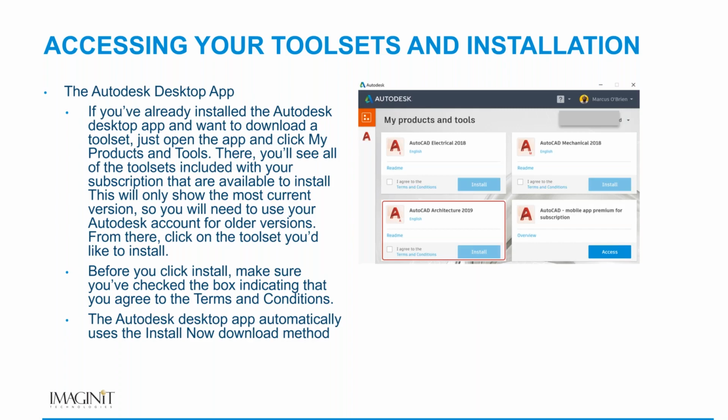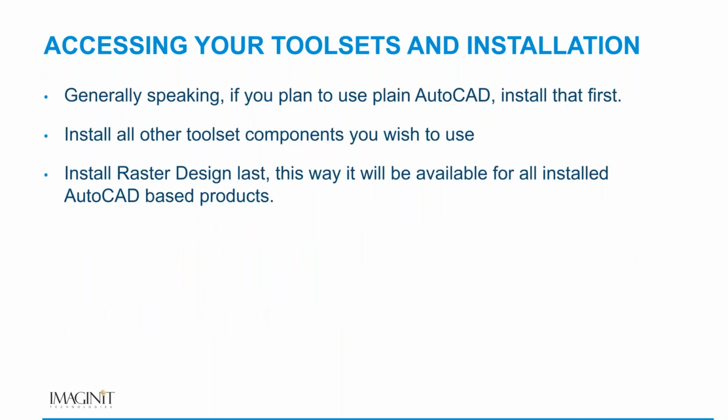One of the other things you do get included in your tool sets is Raster Design, and I'm going to talk about that here. Generally speaking, if you plan to use plain AutoCAD in addition to any of the other tool sets, you want to install that first. Install any other tool set components you wish to use. So if you want to use MEP, you'll install that after you install AutoCAD. And the last thing you will want to install is Raster Design if you plan on using it.